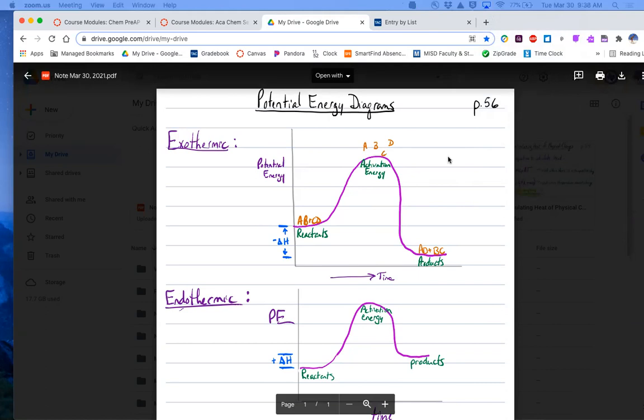So you have right here, AB plus CD makes AD plus BC. So those are your products. I've just randomly picked a double replacement reaction. It could be any reaction that you've studied. Activation energy on top of that. We talked about it yesterday.